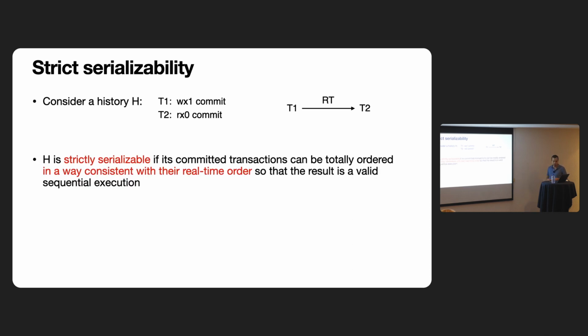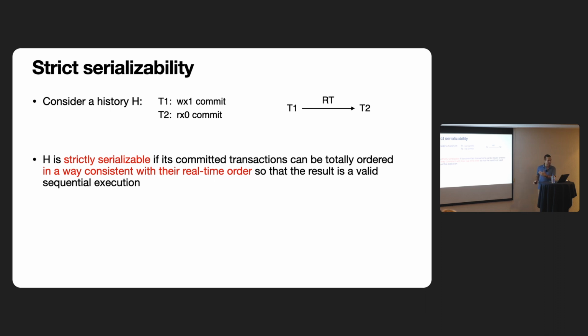And then this history H is strictly serializable. If its committed transactions can be totally ordered, not in any way, like before when it was just totally ordered. Now it's totally ordered in a way consistent with their real-time order, right? So that I get a sequential execution. When I define my sequential execution, I cannot contradict this relation. I have to put T1 before T2. I cannot put the reverse.